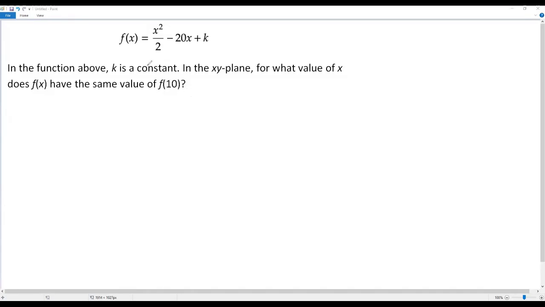Here we have an SAT math problem. Okay, let's go to the question. f of x equals x squared over 2 minus 20x plus k. In the function above, k is a constant. In the xy-plane, for what value of x does f of x have the same value as f of 10?